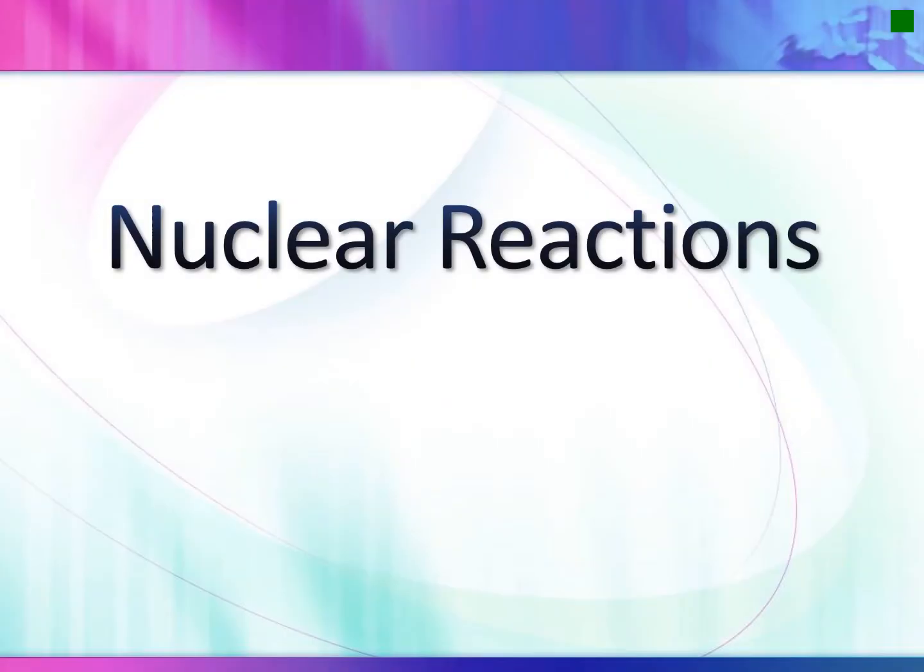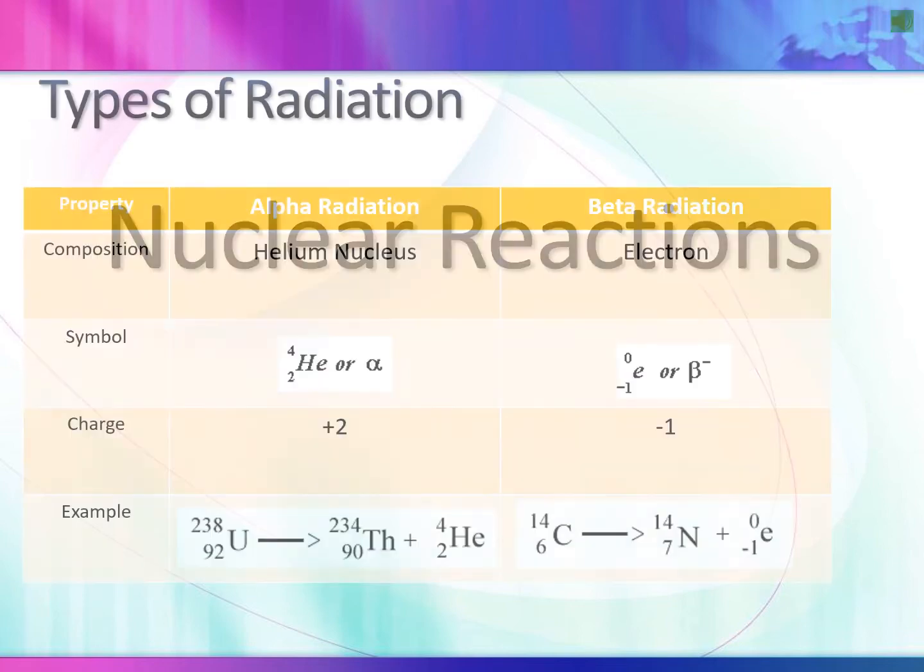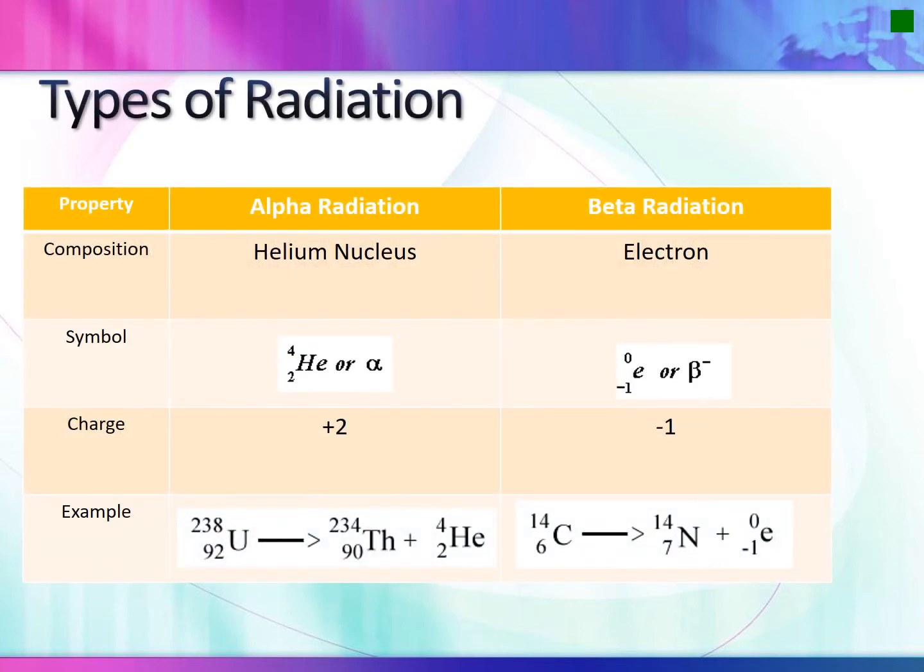Today's focus is going to be on nuclear reactions. With nuclear reactions, you will be seeing the presence of 5 different types of radiation particles. On this slide, you can see 2 of them. Those 2 are the alpha particle and the beta particle.